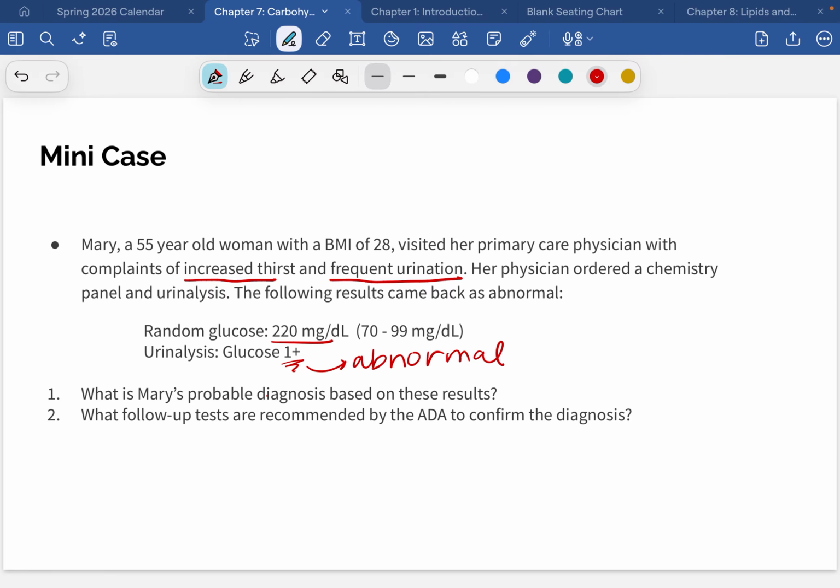So what is Mary's probable diagnosis? Her probable diagnosis is diabetes mellitus because that random glucose is over 200 milligrams per deciliter. However, it cannot be said that that is her definitive diagnosis, and that is because she hasn't had a fasting plasma glucose. A fasting plasma glucose is always going to be the diagnostic for diabetes mellitus. So what follow-up tests are recommended by the ADA is going to be a fasting plasma glucose.